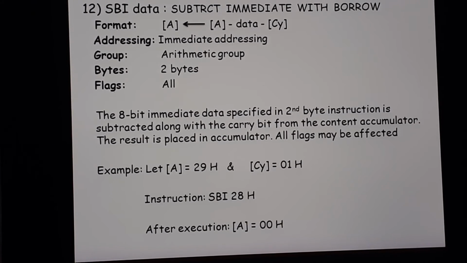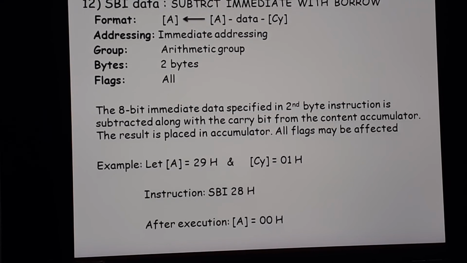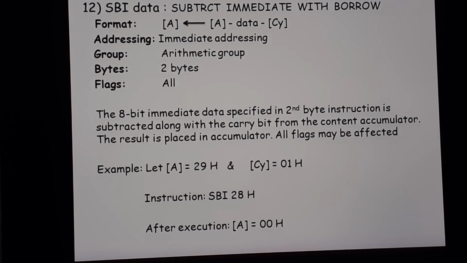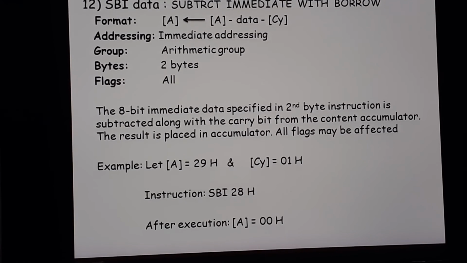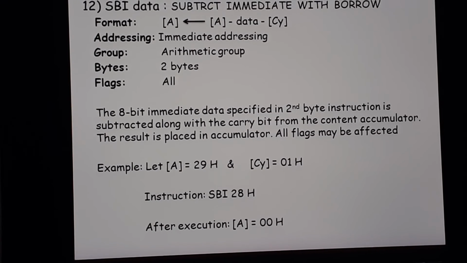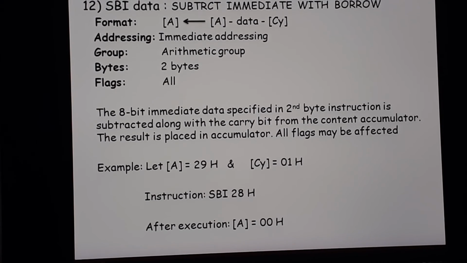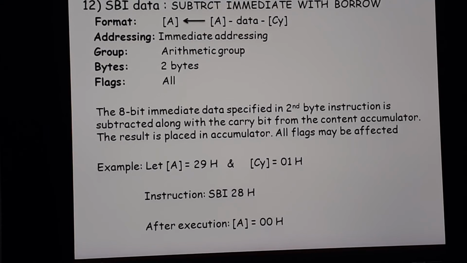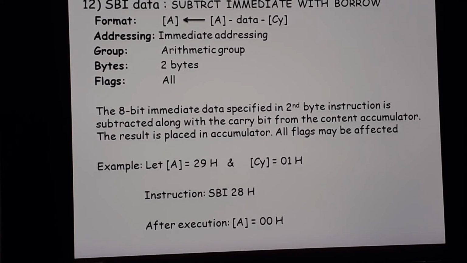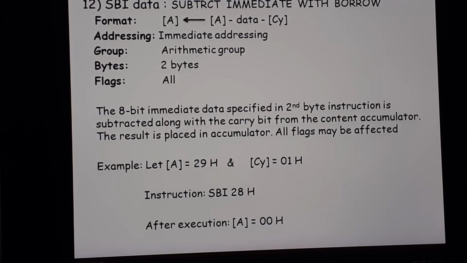Okay. So SBI 28H. Now here the 2's complement, most important, the 2's complement of whose you will find. You will never take the accumulator anywhere for finding the 2's complement. So you will be adding first data with the carry flag, that is data is 28H. You will be adding with 01. So you will get 29H. So that 29H's 2's complement you will find, and the 2's complement answer of 29H will be added with the accumulator content, that is 29H.